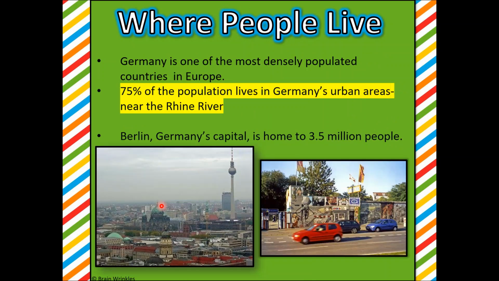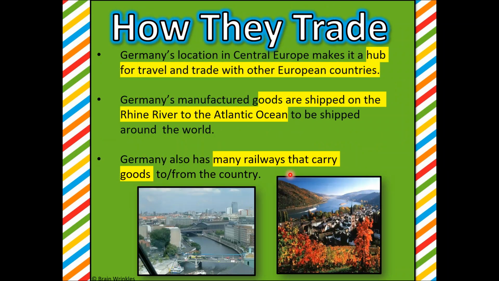Where people live, again, what a shocker, 75% of the population in Germany lives in urban areas near the Rhine River. Again, why is the Rhine River good for people in Germany? Go ahead and answer. Yes, because it is good for trading. You have the Rhine River that flows from north to south, and of course, the Danube River is also a great river for them to use for trading. Berlin, Germany's capital, is home to 3.5 million people, guys.